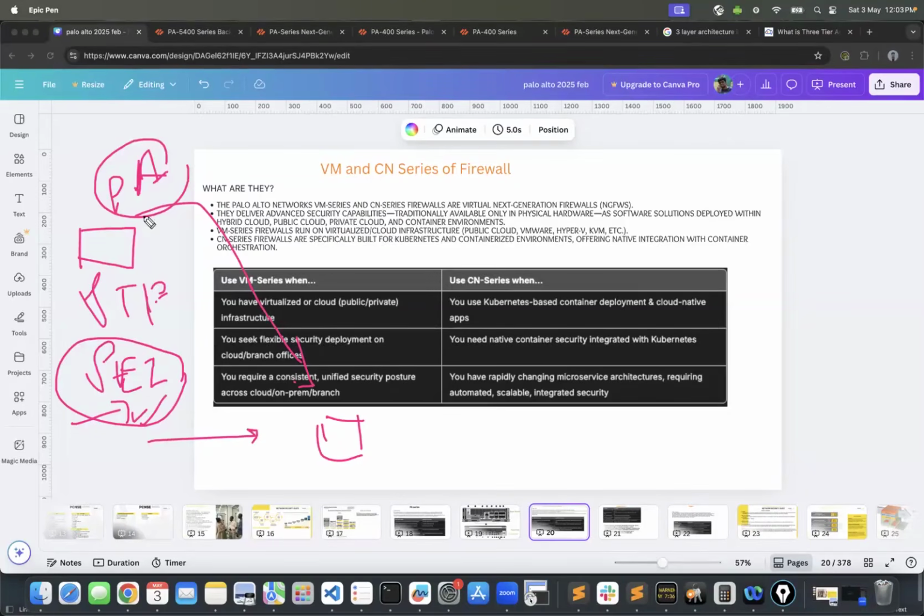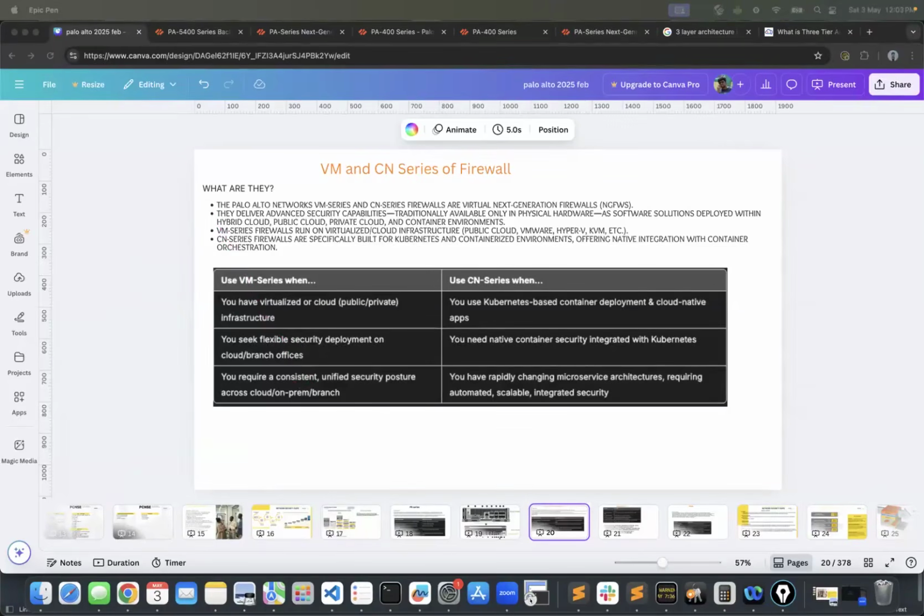Physically everything needs to move, everything will be complex and difficult. But remember, if you are having a VM series firewall and the servers are already there, just shut down the server here and install the PAN here. That's it. Move the connectivity from here. That means flexibility. In VM series, you have the flexibility.